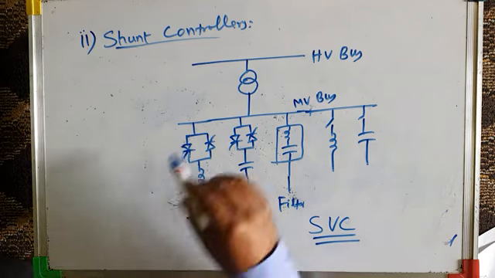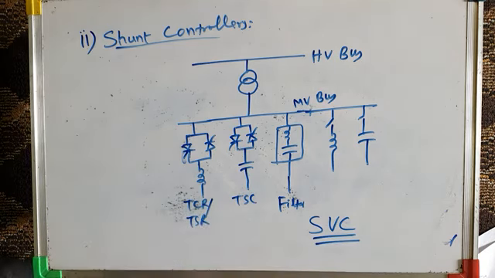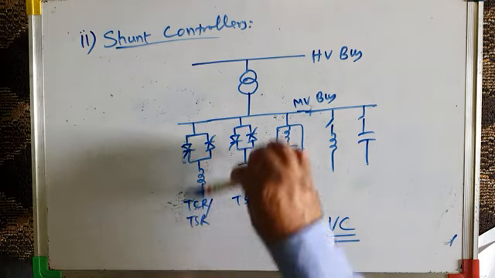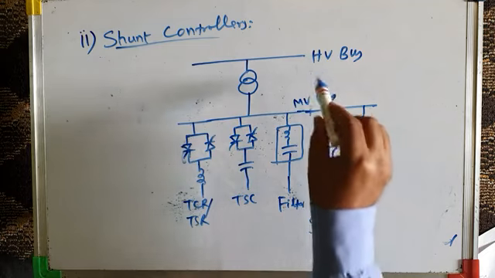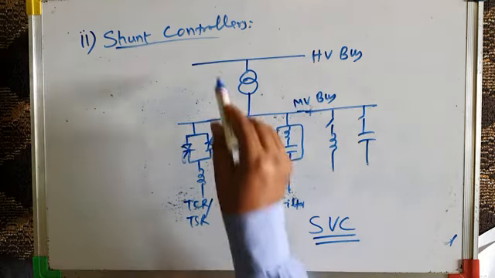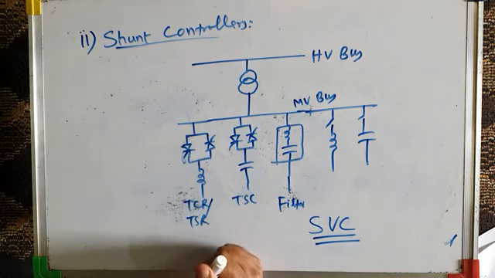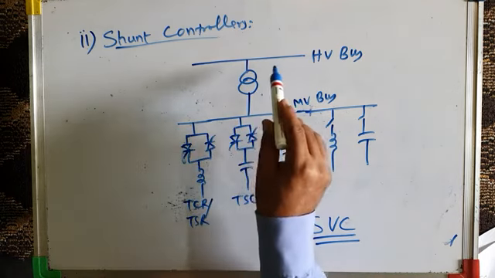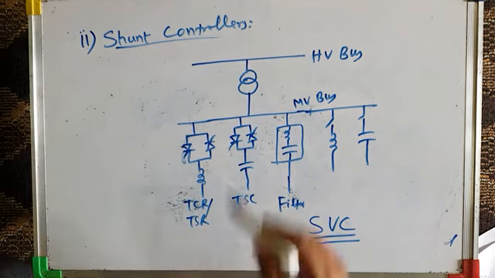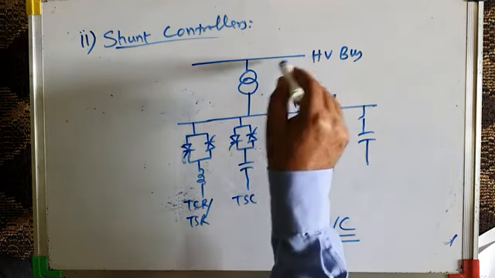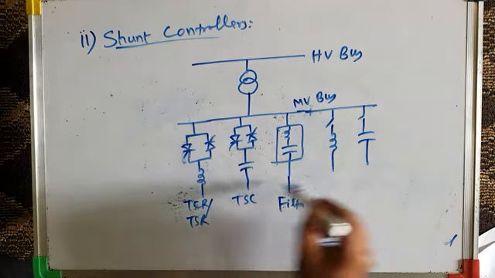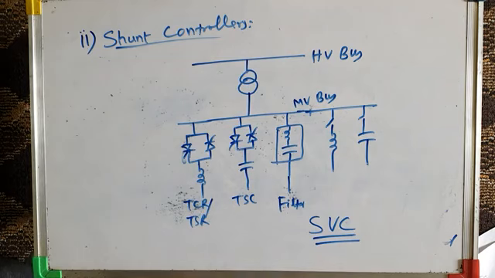So SVC is basically a shunt FACTS controller. You can see it's connected across the line. What we are doing, we are first of all transforming high voltage bus into medium voltage bus, because this high voltage bus may be at 132 kV or 220 kV or 400 kV, and our devices may not be available for such a high voltage rating. So we are stepping down the voltage and creating a medium voltage bus, and to this medium voltage bus, we are connecting various components of SVC.